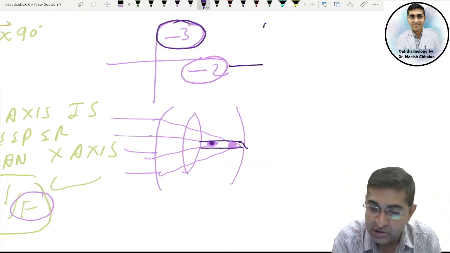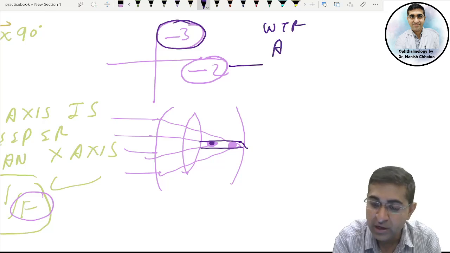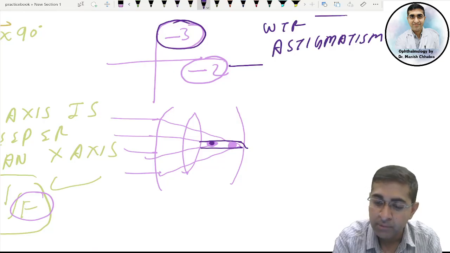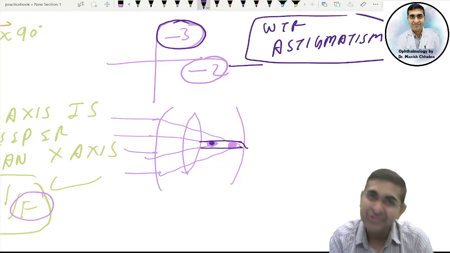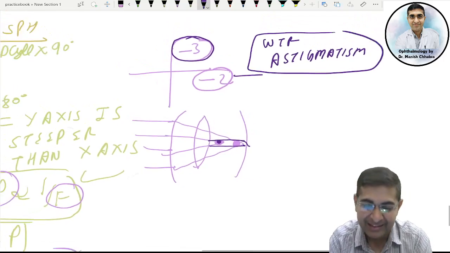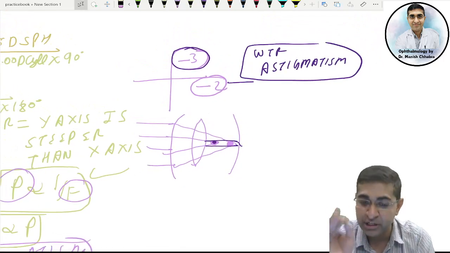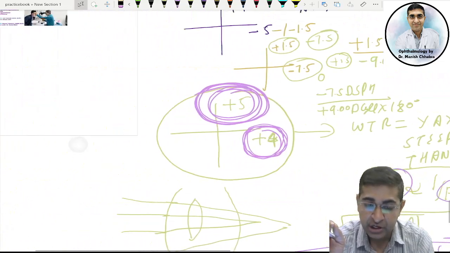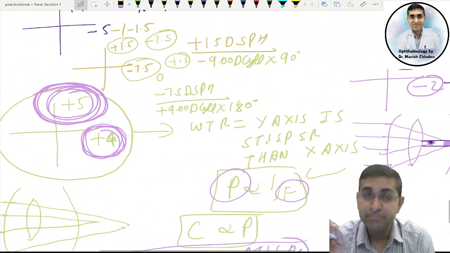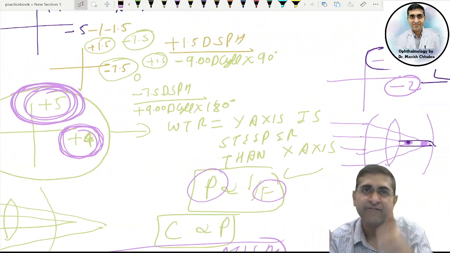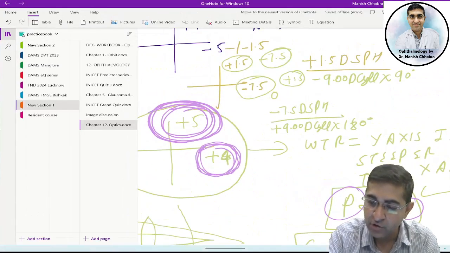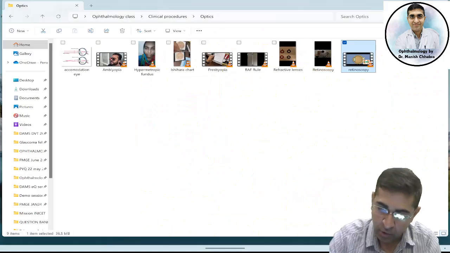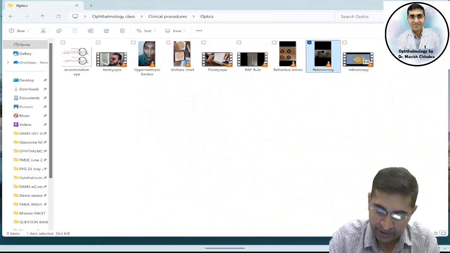So boys and girls, this is your with-the-rule astigmatism, because the point of focus is more in front of the retina and power is inversely proportional to focal length, right? So these are pretty important questions that are asked in your PG entrance exam. Let that be FMG, let that be NEET PG, or let that be INI CET. So that was it. Now I am going to show you something interesting.